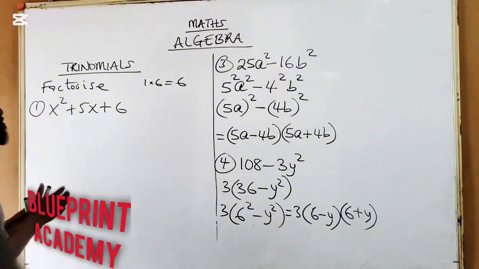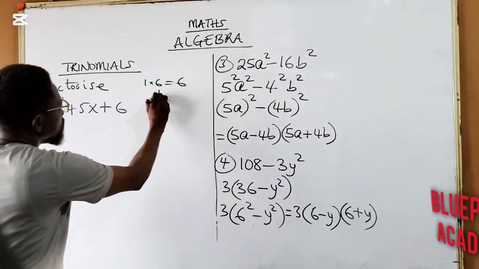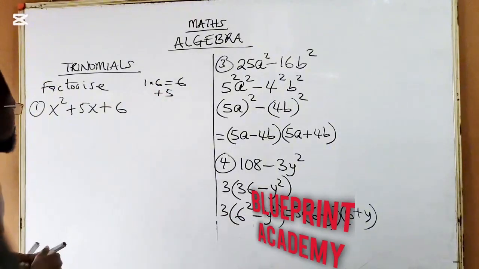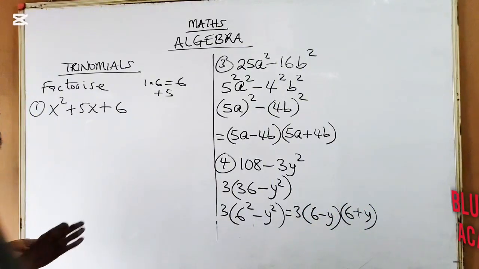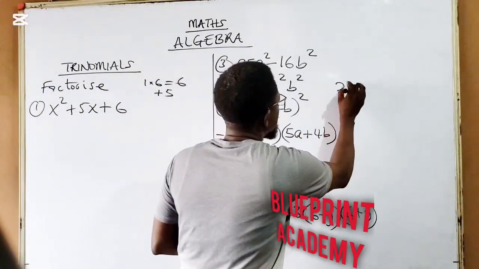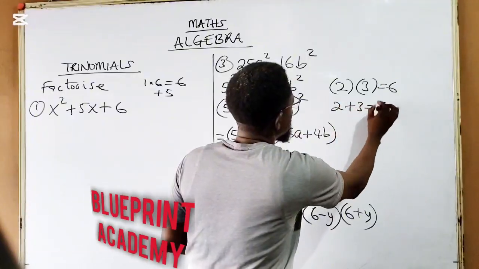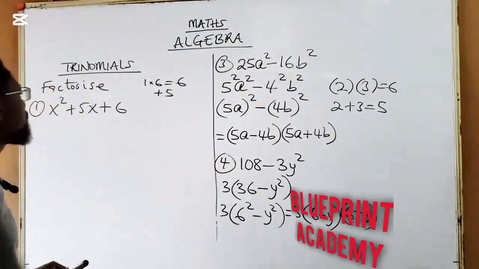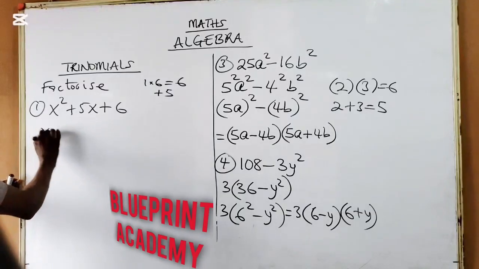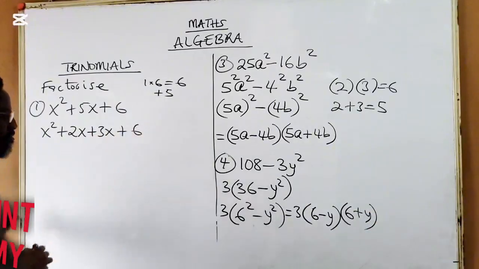So I'll look for two numbers that if I multiply them, give me this 6, and when I add, I'll get the middle number, in this case, plus 5. The two numbers we can use are 2 and 3. 2 times 3 will give us 6. Then 2 plus 3 will give us 5. That's positive, positive. So I use that 2 and 3 to split this one. So I'll get x squared plus 2x plus 3x plus 6.